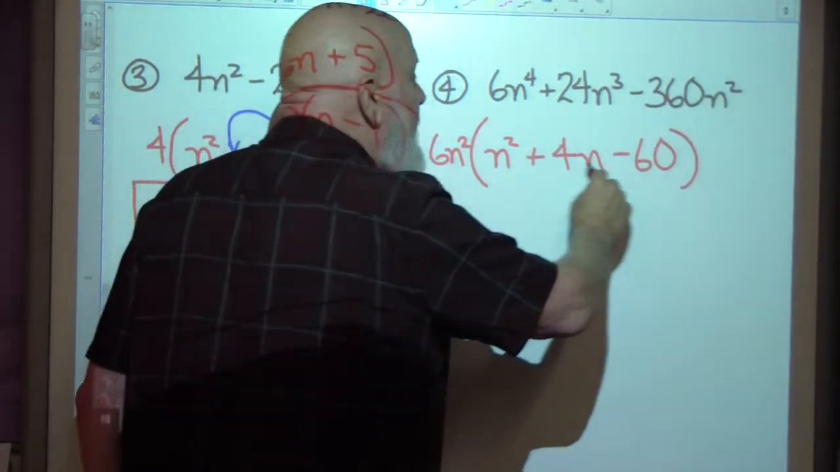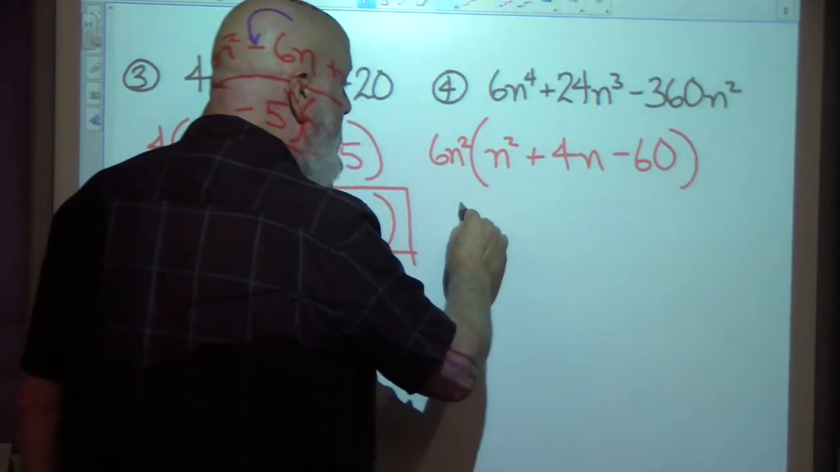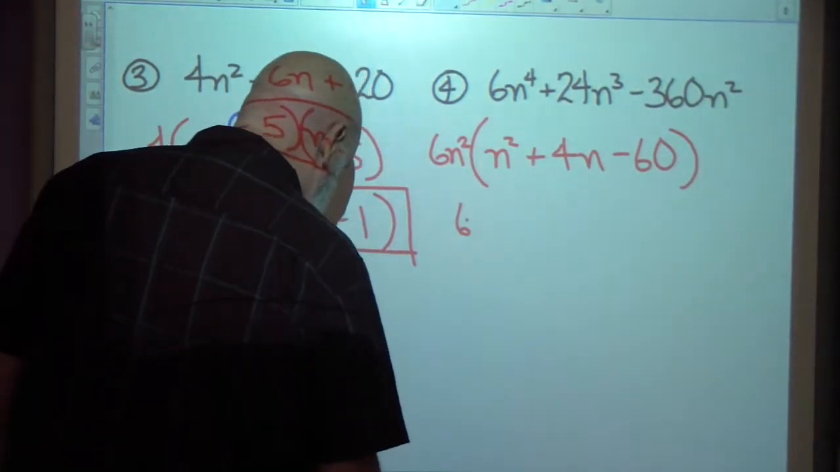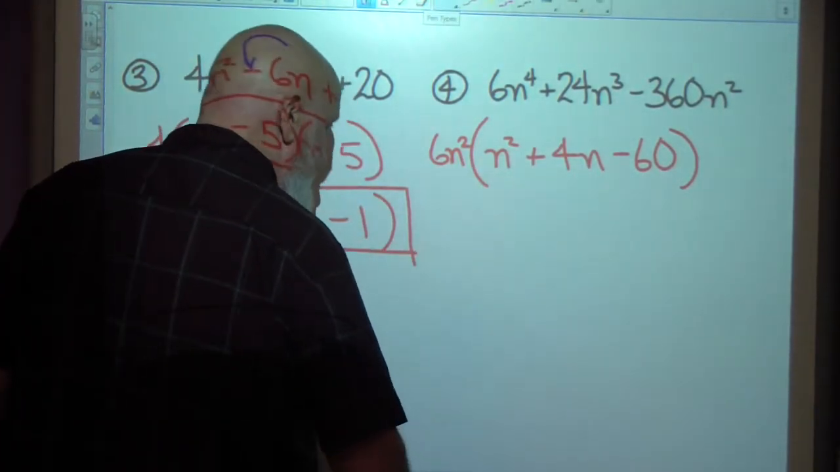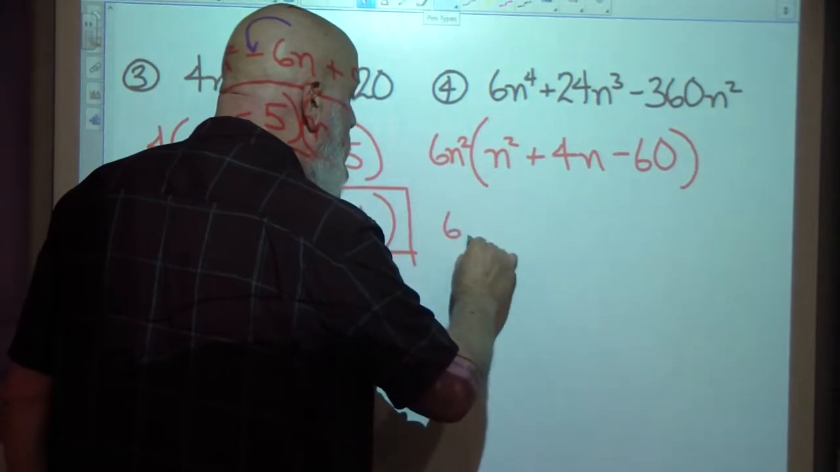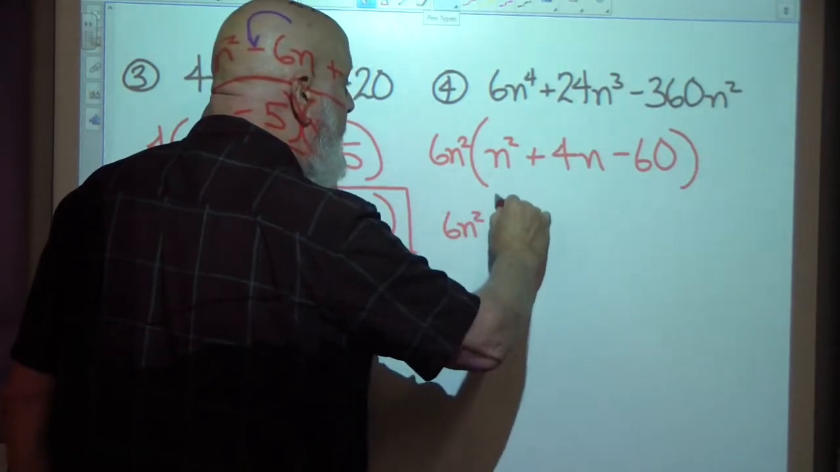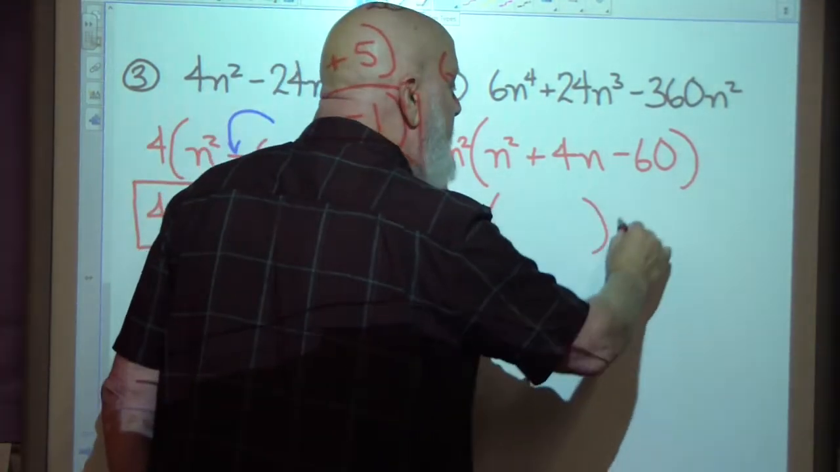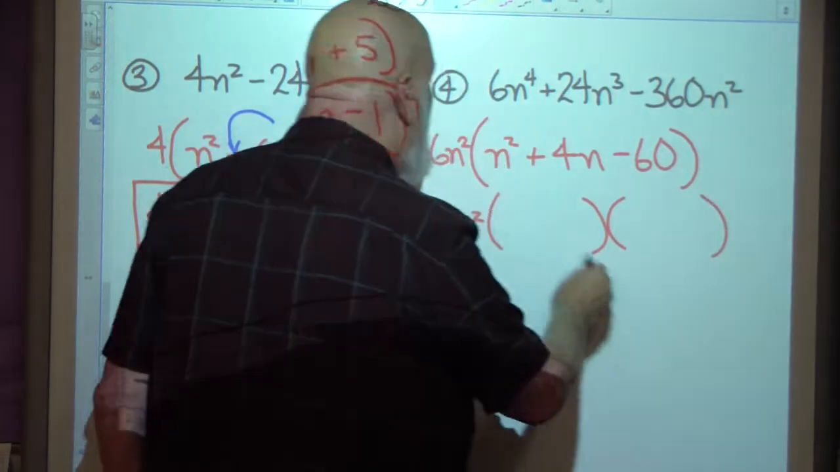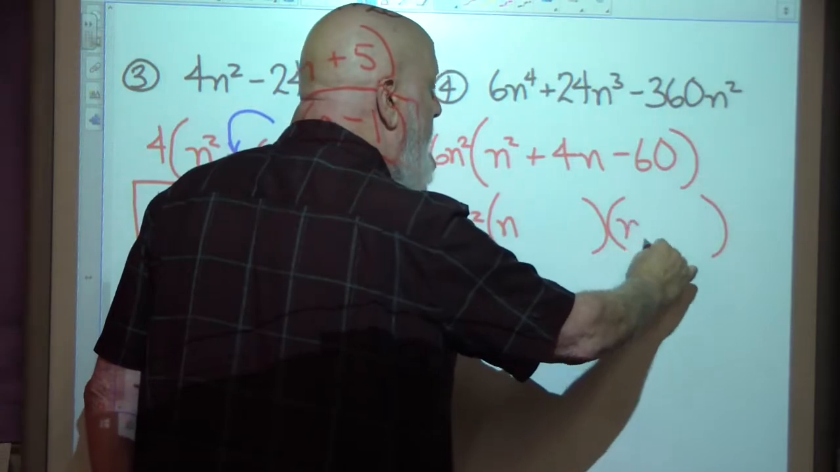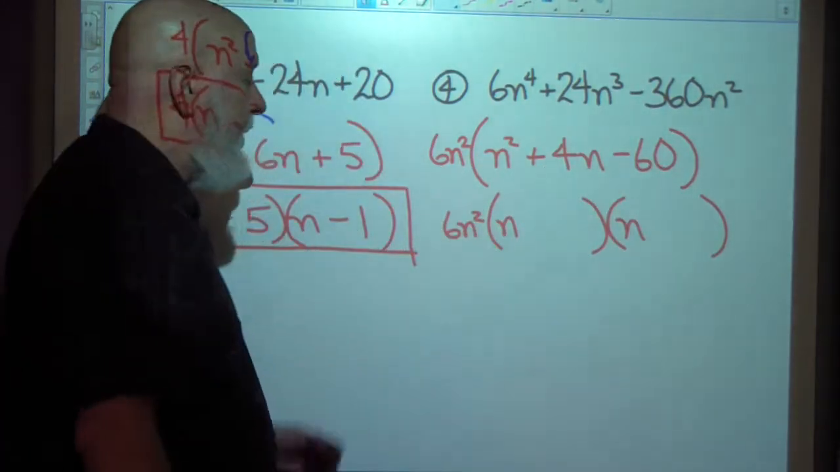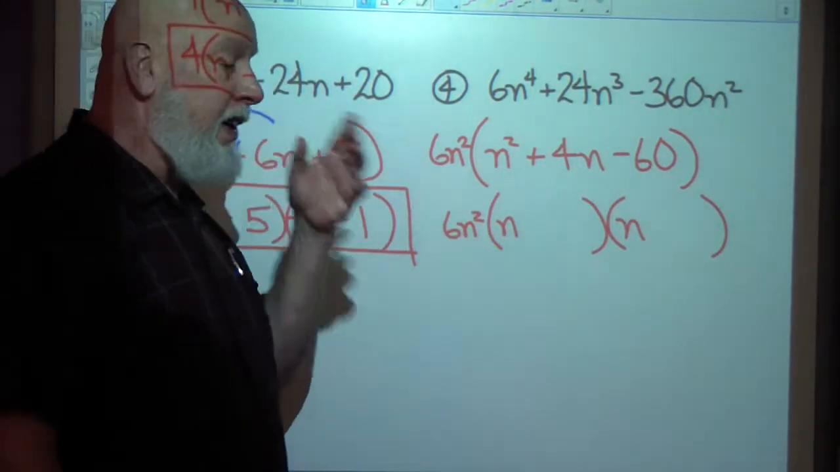Now I'm going to check to see if this will factor. It either will or it won't. If it doesn't, then this is our answer. If it does, then we'll go ahead and factor it. Write down my greatest common factor and try to factor this quadratic trinomial. Square root of this one, here and here. Factors of 60 that add up to 4, or subtract and give me 4.